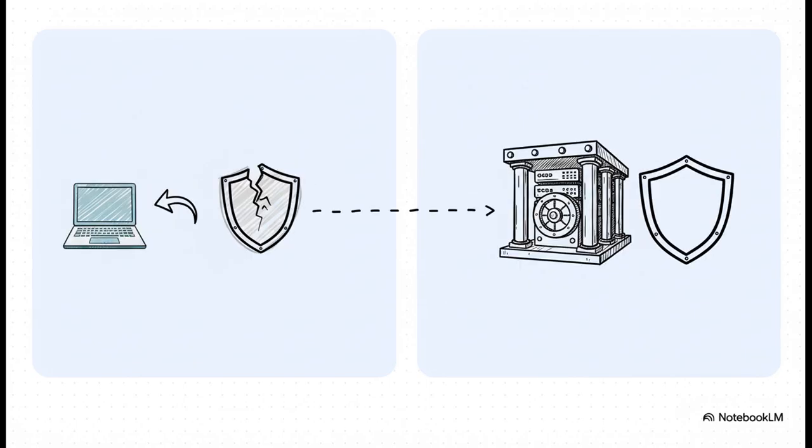So where do all these checks happen? There are two main places. Client-side validation happens right there in your web browser. It's super fast, gives you instant feedback, like when a box turns red if you type your email wrong. But, and this is so important, it can be easily bypassed by anyone who knows what they're doing.